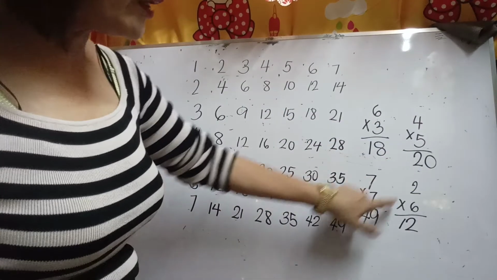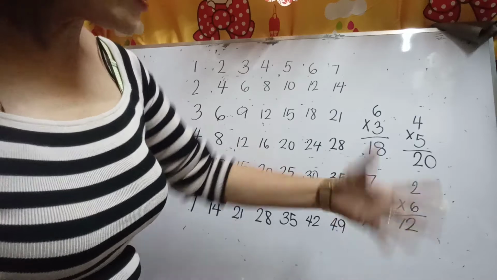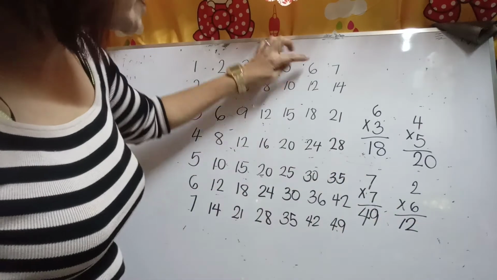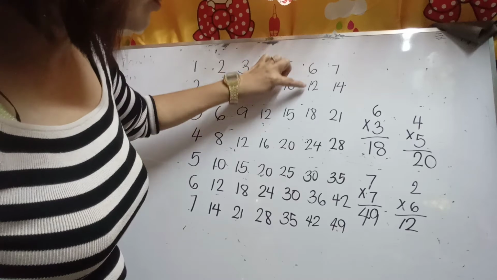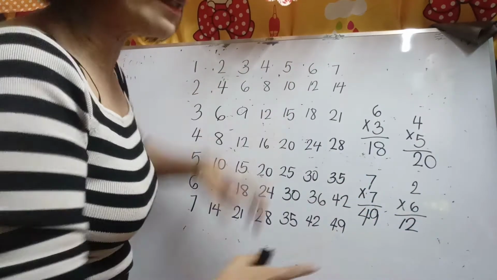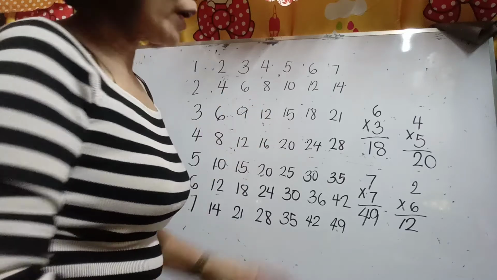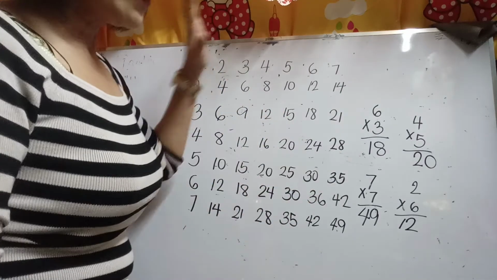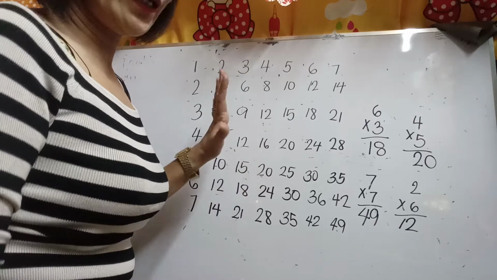And then, we have here 2 times 6. Or let's make it reverse. 6 times 2, you go to 6. And then, you count 2. 1, 2. So, there's your answer. 12. The same. Okay? So, you have seen that, ha? We were able to get the same answer provided, okay, the skip counting table is correct.